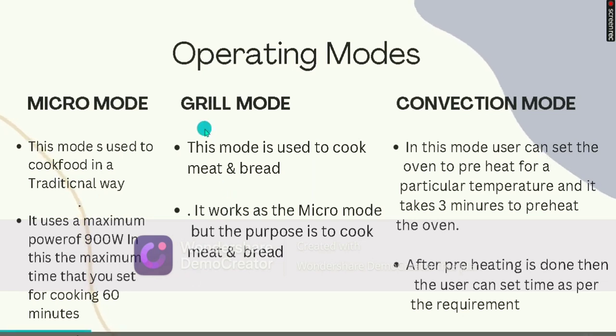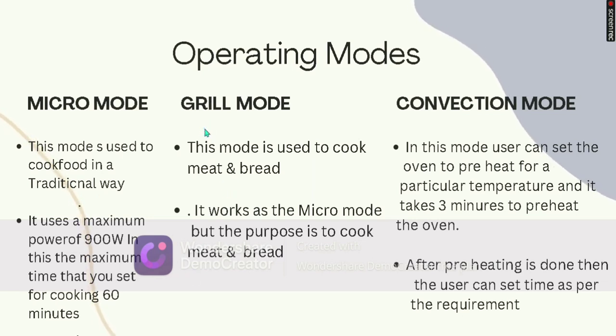Next is grill mode. Grill mode uses a heating element to brown and crisp food. Grill mode is suitable for grilling meats, fish and toasting bread.